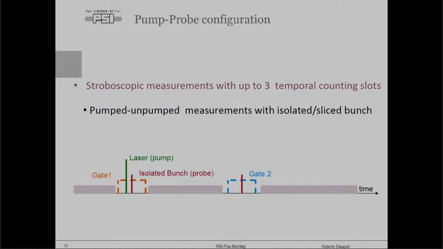The more interesting one is the pumped measurements, which happens in another gap, where before the probing of the sample, you have an excitation of it, which is usually done with the laser. And the time phase between the two can be extremely well characterized. So that's why you have a pumped image and unpumped image.